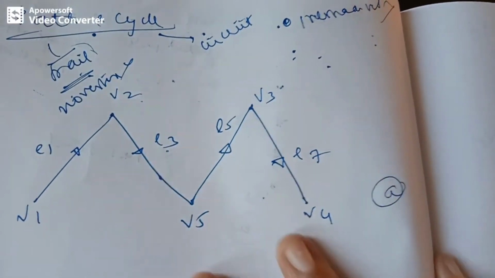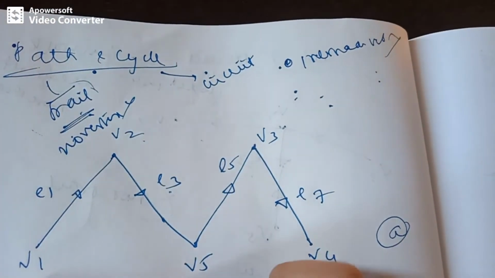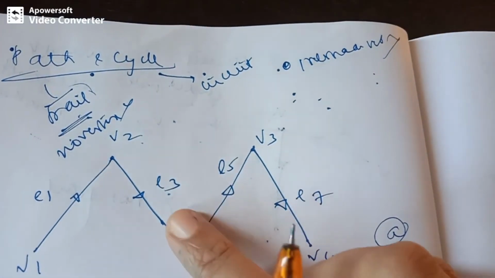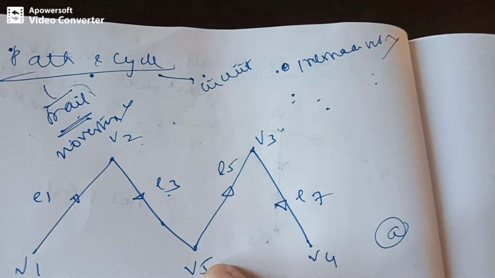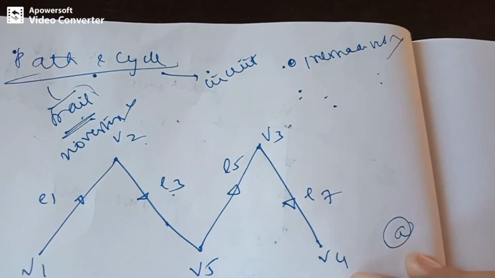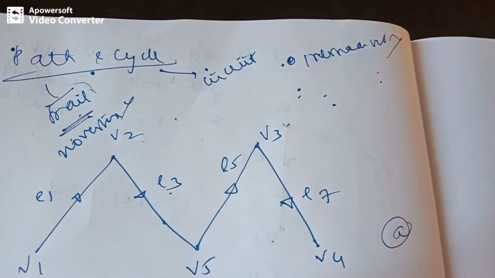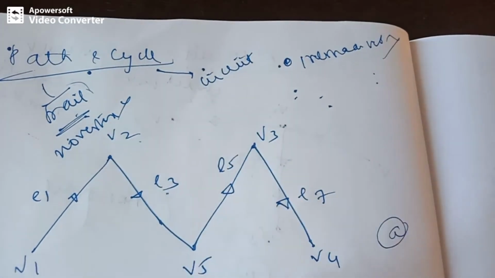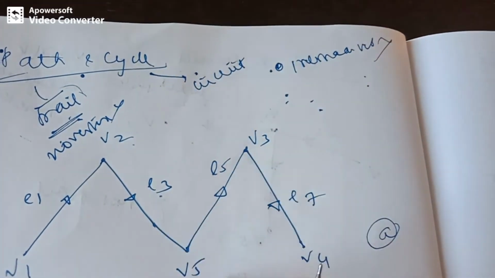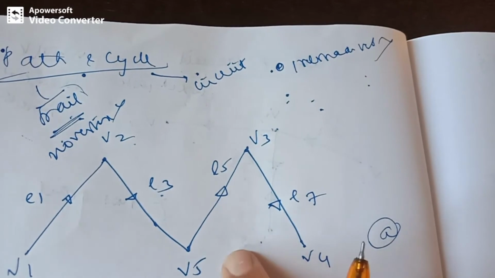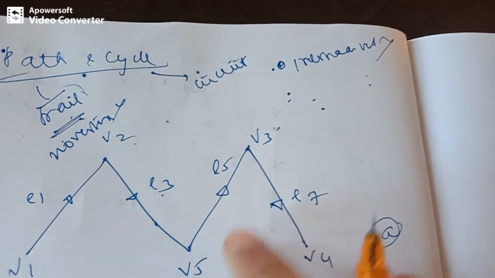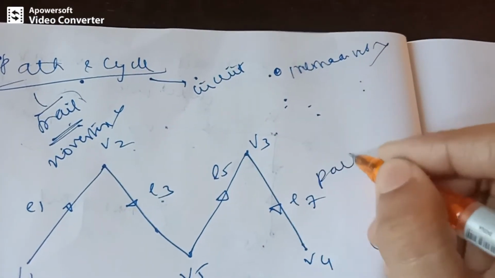You can say that this follows V1, E1, V2, E3, V5, E5, V3, E7, V4. Is it an open walk? Yes, it is an open walk. And are the edges repeated? No edges are repeated. Likewise, is any vertex repeated? No, not even a vertex is repeated. So we can say that it is a path, right?